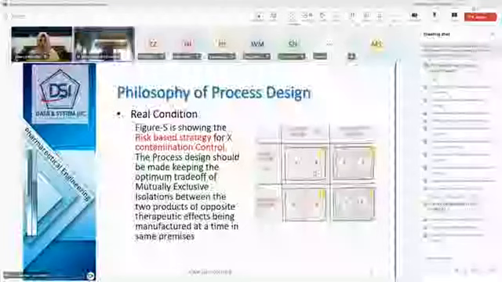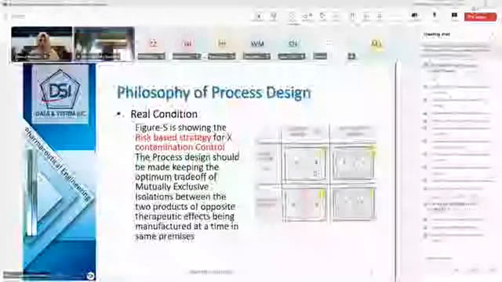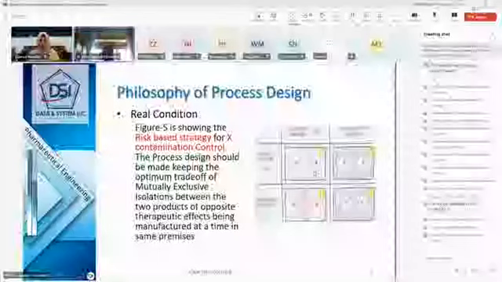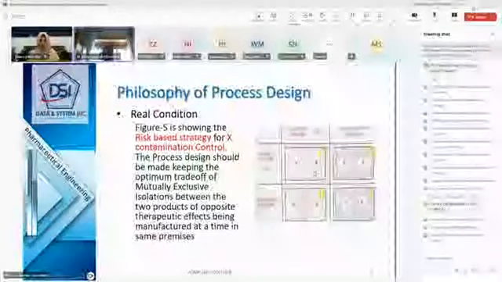Let me give you an example. It's a very simple example. For example, a toddler is sleeping in a bed. Why are you putting a pillow at the side of the toddler? Because when he or she turns, the pillow makes sure that he will not fall down. So it's simply a risk-based design. This is a very simple example.